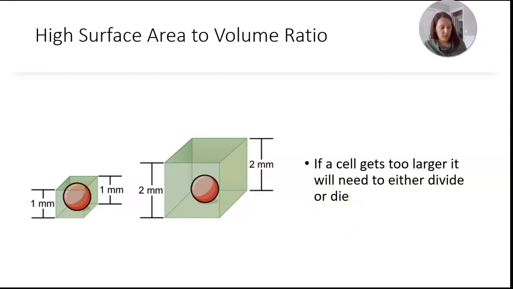Okay, so being relatively small is important. And again, eukaryotic cells are able to get a little bit larger because of the compartmentalization that we have, because of organelles. So that's it for part 1.